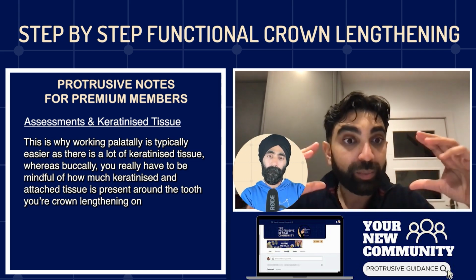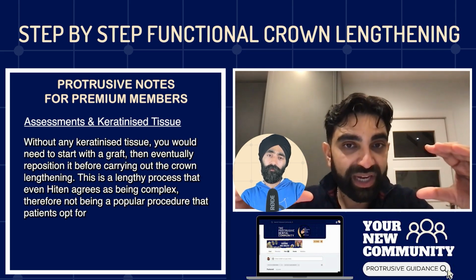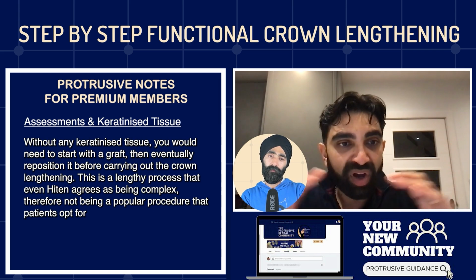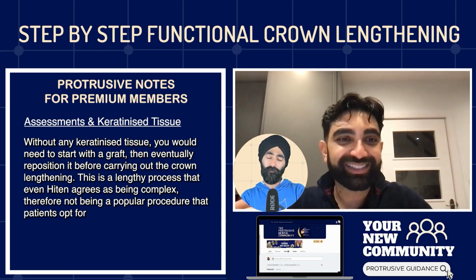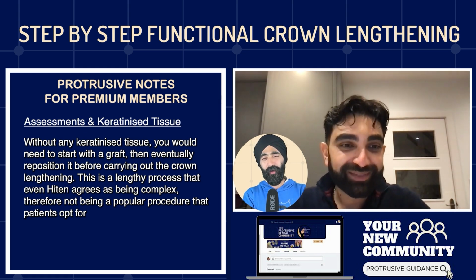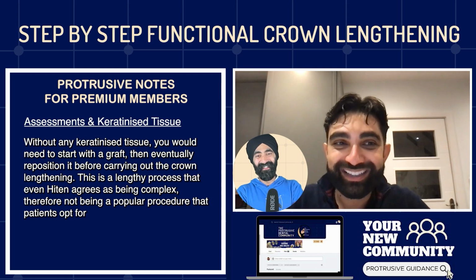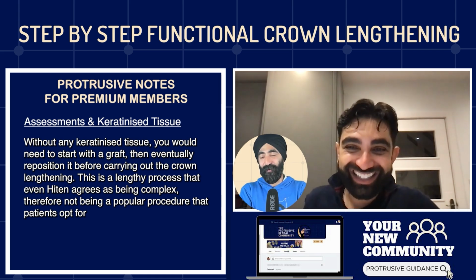Worst case scenario, if you don't have any keratinized tissue, you have to put a graft there to create keratinized tissue first, and then cut it away or move it apically. Sounds like a lot of work. It's a lot of work, and that's why you can see very few people have it done. This is why they call it gum gardening. There we are, it all makes sense now.